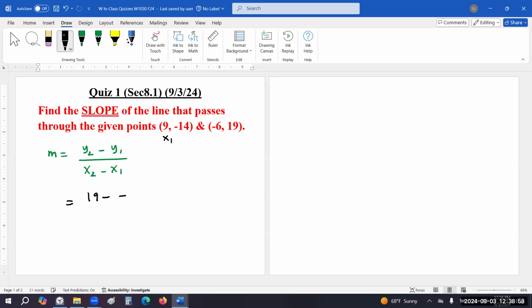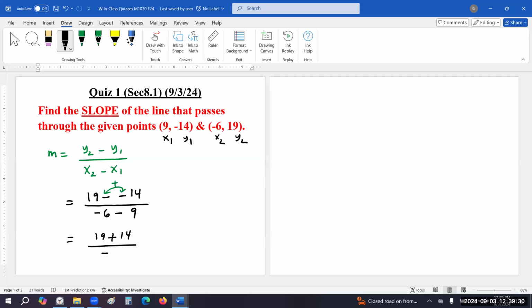No. X1, Y1. X2, Y2. So 19 minus negative 14. And we are dividing by? Minus 9. So we have a double negative. What happens to a double negative? It turns into a positive. So 19 plus 14.